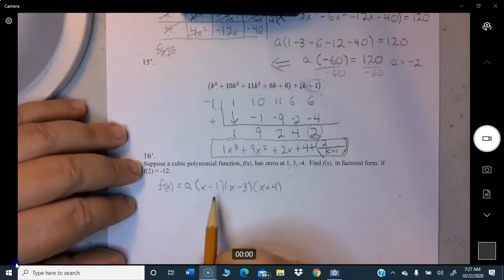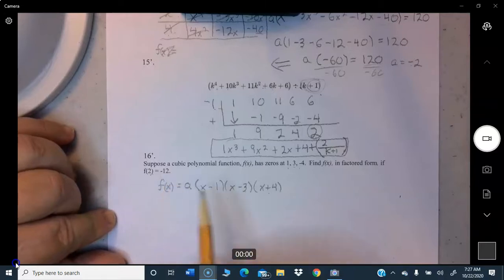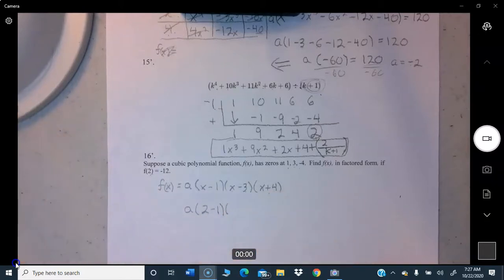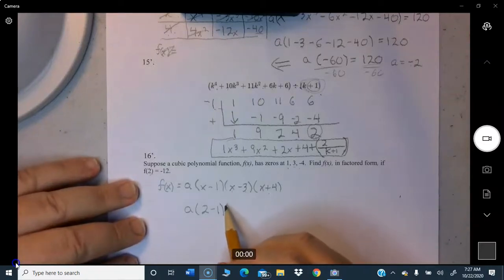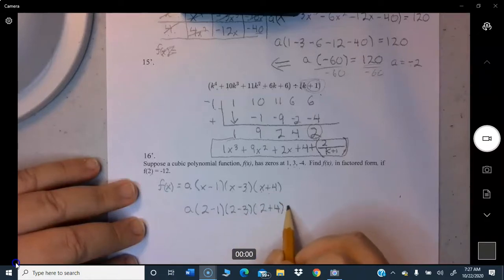Okay, so if we plug 2 in for x, we're going to get -12. So let's do that. So a times 2 minus 1. And I made a mistake on this in first period. For those of you that were with me on Wednesday doing this, I did it wrong, and Dan pointed out my mistake. So we'll do it right this time. So 2 minus 3, let's go ahead and write that first. 2 plus 4 equals, and that's going to equal -12.